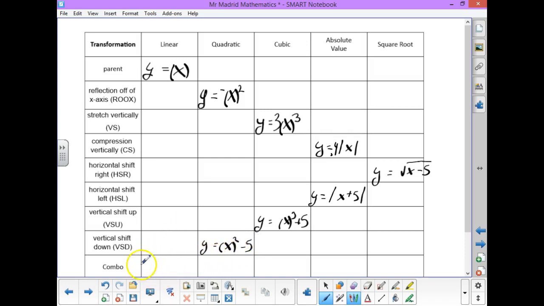And then a combo for linear. I can have some fun. I can go y equals negative for the reflection. I'll put a 0.5 for a vertical compression. I'll put the x - 1, so it can continue transforming. In that case, a horizontal shift to the right.